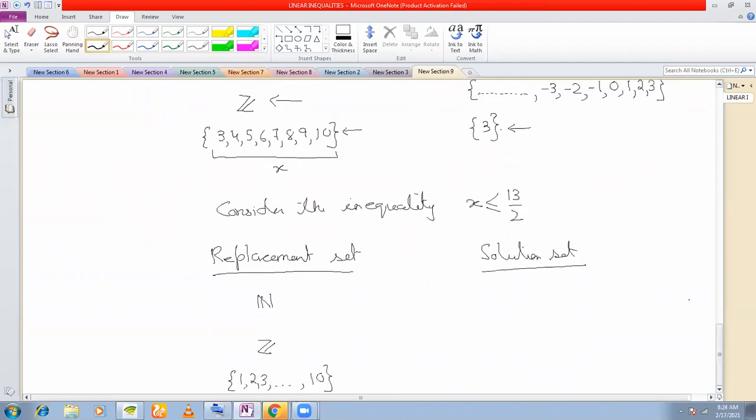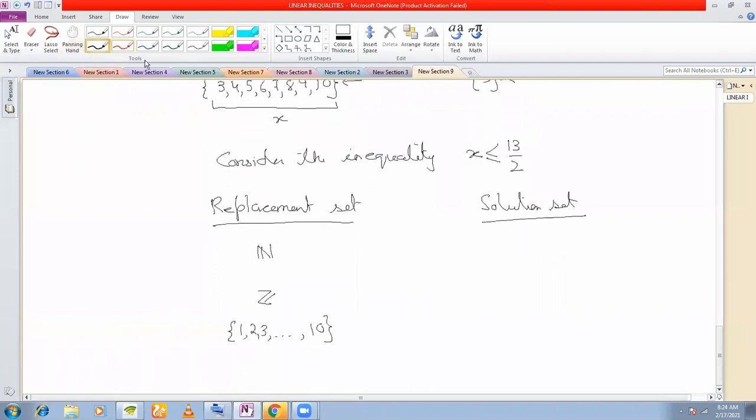Now x less than or equal to 13 by 2 is your inequality. That means x is less than or equal to 6.5. So consider if N is your replacement set. If x is a natural number here, what natural numbers are less than 6.5? The natural numbers that are less than 6.5 are 1, 2, 3, 4, 5, and 6.